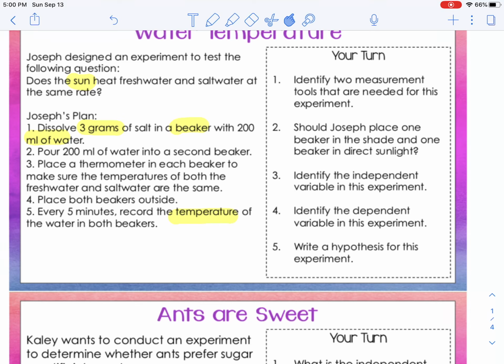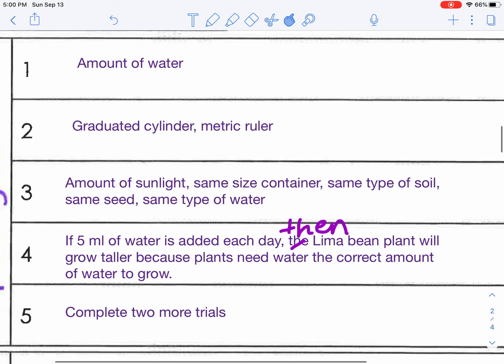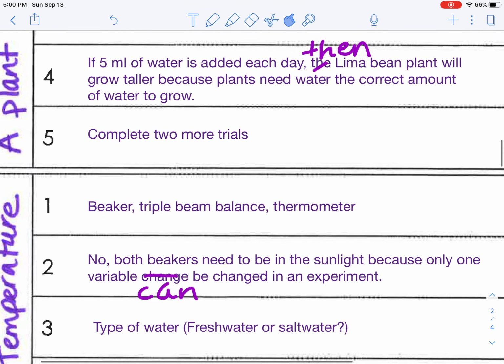Identify the independent variable in this experiment. So between these two experimental groups, what is the one thing that we are purposely changing? And that is going to be the type of water. So is it fresh water or is it salt water?